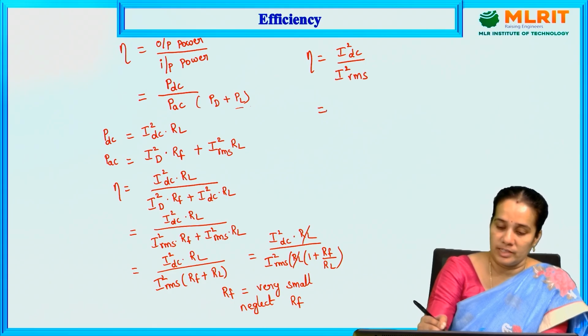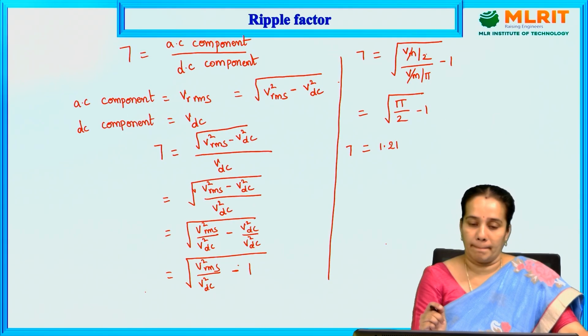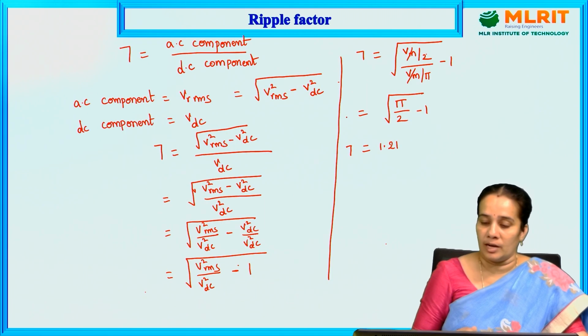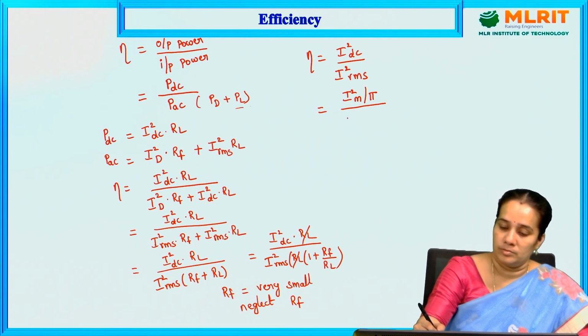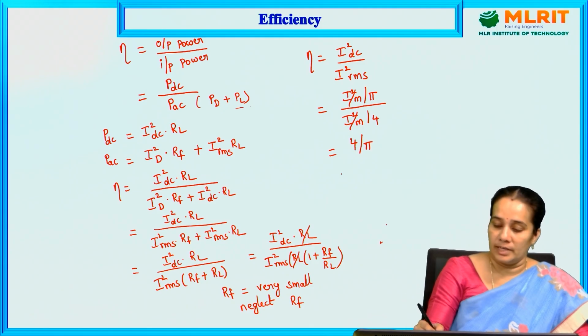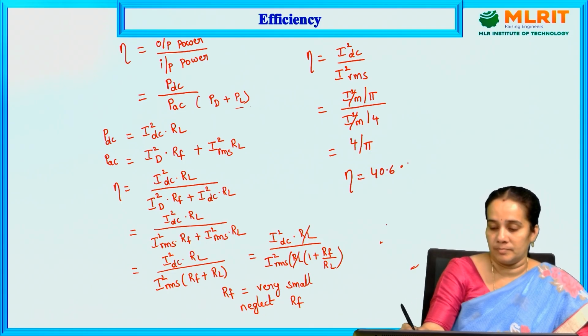So what is the I square DC value? We already calculated the IDC value, which is IM by pi, so I square M by pi square, and IRMS is IM by 2, so I square RMS is I square M by 4. Then I square M cancels. Therefore it is equal to 4 by pi square. So if you calculate, the efficiency is equal to 40.6%.